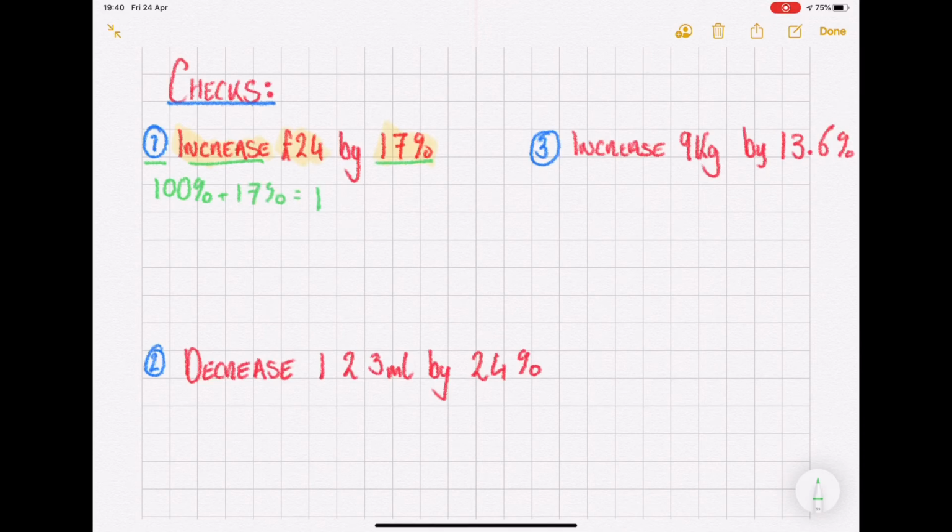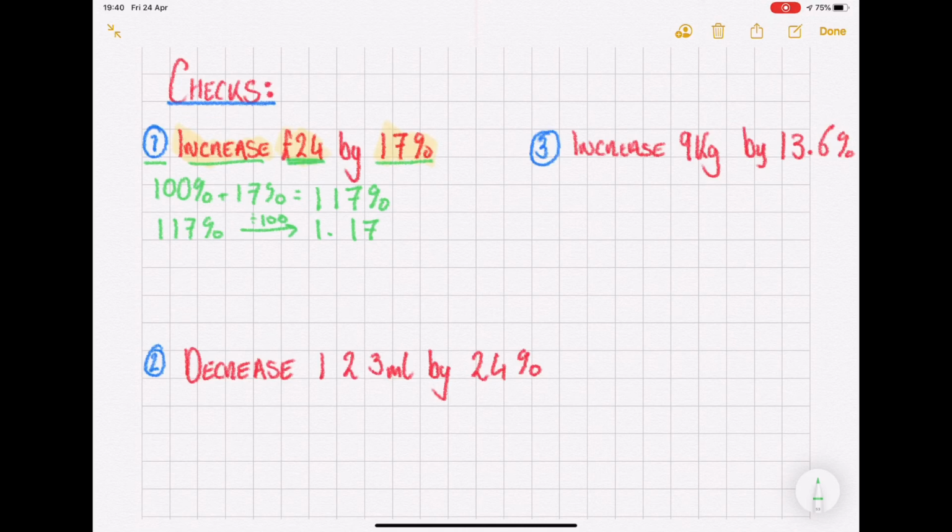And that gives me 117% like that. Now I need to find my percentage multiplier, so that's 117% divided by 100 gives me 1.17.